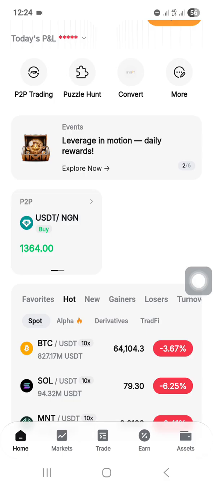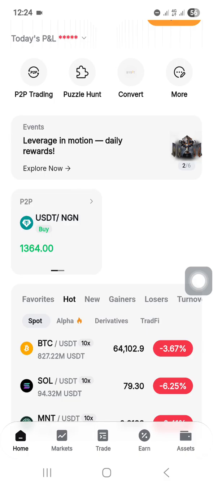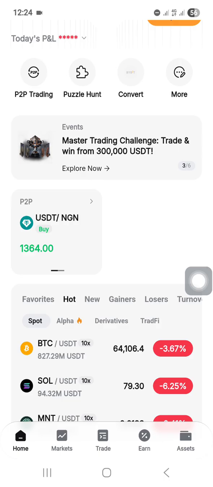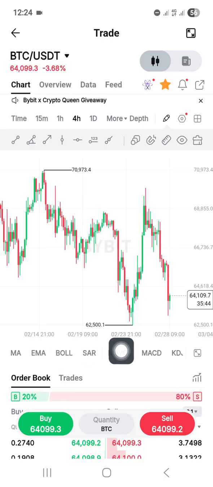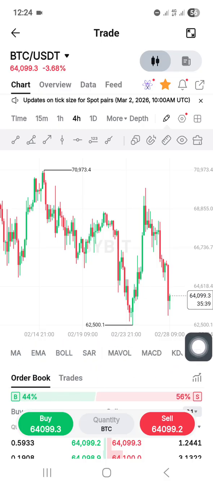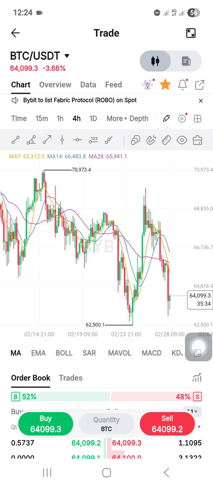I'll be teaching you how you can actually use moving average profitably to make massive profit on any trade you are entering. Alright guys, so let's get into it. How does moving average work? Just click on any coin of your choice. Right there at the bottom, you will see what we call MA, EMA, and all other indicators, all of them listed here by default on Bybit settings. So just click on MA, that's what I want to talk about.